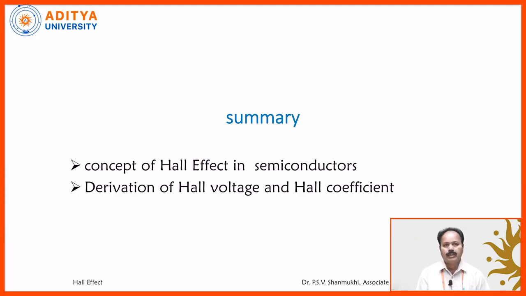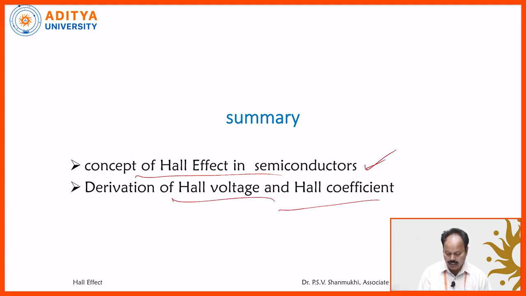So coming to the summary, in this Hall effect experiment, we have discussed the definition and the concept of the Hall effect. When a current carrying semiconductor slab is subjected to a transverse magnetic field, then a voltage is developed perpendicular to both the current and magnetic field directions. That developed voltage is called the Hall voltage and the phenomenon is called the Hall effect. We have derived the Hall voltage expression VH and the Hall coefficient RH also.